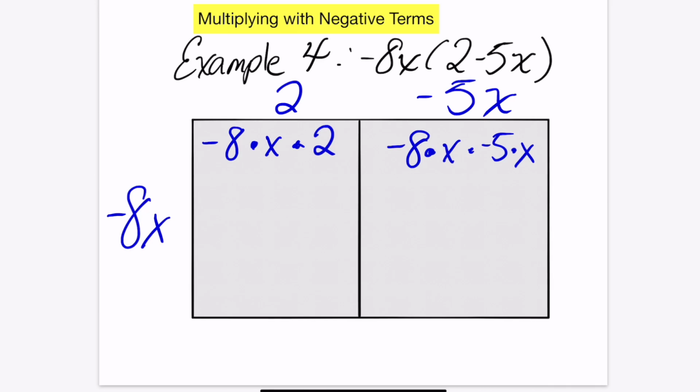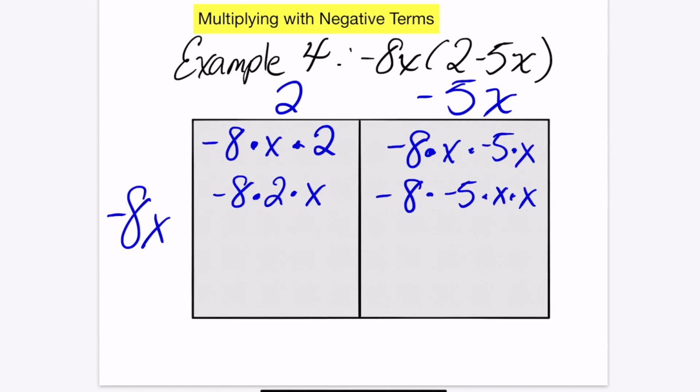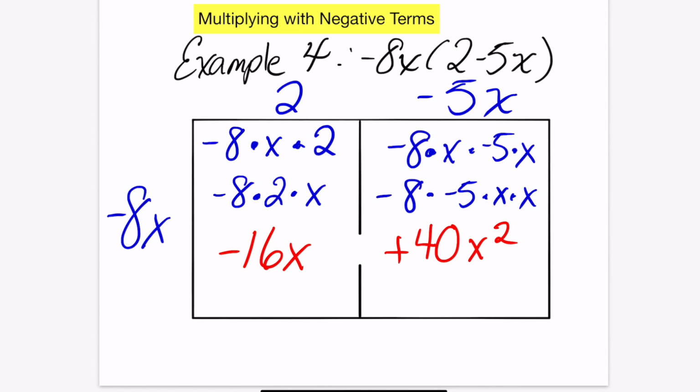And now I can rewrite it combining my like terms. So I want numbers together and variables together if they're the same. Okay, and now I can just multiply out. Negative 8 times a positive 2 is negative 16x. Negative 8 times negative 5 is positive 40. And x to the second power. And so my answer being negative 16x plus 40x squared.